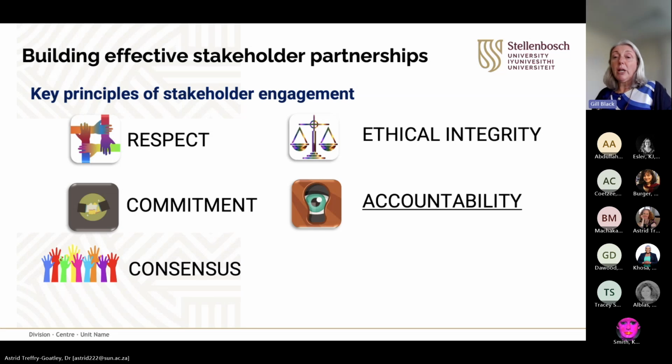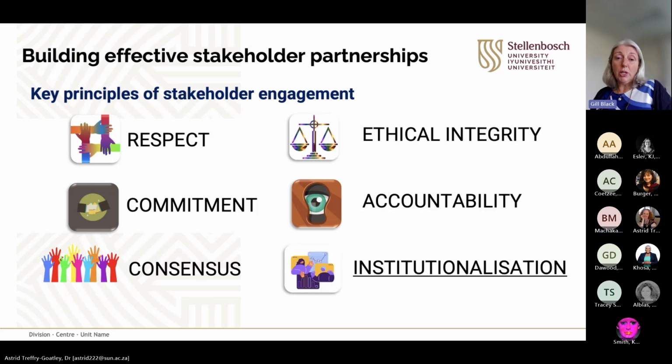Accountability, ensuring accountability will involve providing regular feedback to your stakeholders on how their interests and views are actually being addressed, how their contributions are impacting the research study, and also following up on commitments that you have made to them through your engagement activities.